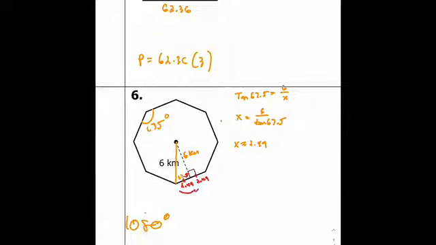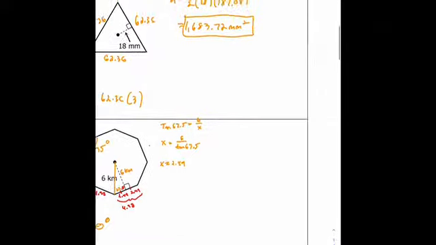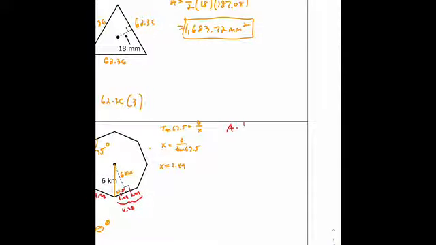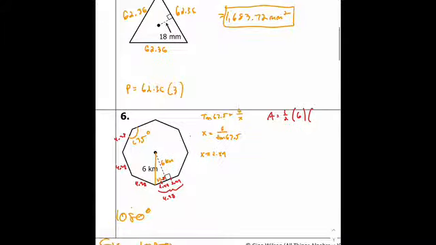So our full side is going to be what? 2.49 plus 2.49, which is 4.98. So each side is 4.98, 4.98, 4.98. Pretty cool. So we have our apothem, they gave us that. So the area is going to be 1/2 times our apothem times the perimeter. So the perimeter is going to be 4.98 times how many sides there are?